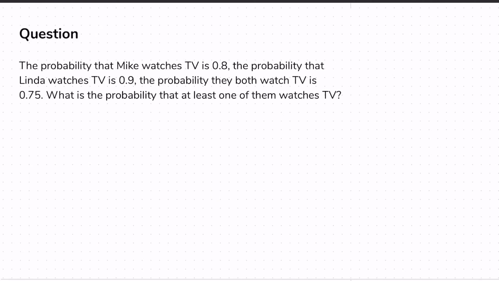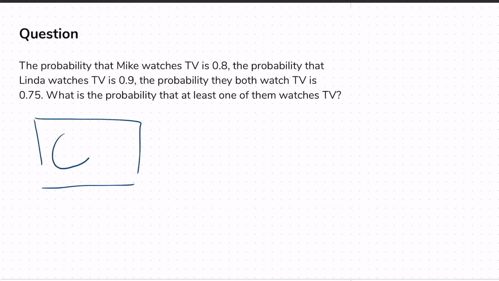In this question here, we're actually given the probability of certain events. So the probability that Mike is watching TV is 0.8, that Linda watches TV is 0.9, and the probability that they both watch TV is 0.75. And so you can see that there's going to be an overlap, right? Because the probability that Mike watches TV includes the time that he watches TV and Linda's watching TV, and where only he is watching TV. So the way to account for these overlaps is to use a Venn diagram.